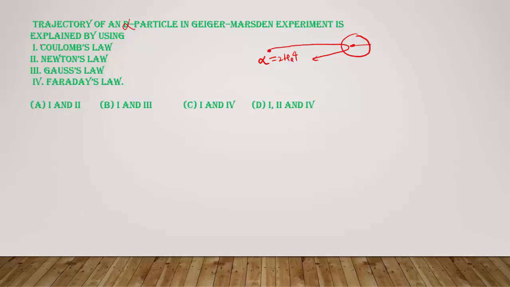That's why it is explained by using Coulomb's law and Newton's law. F equal to ma, force is equal to mass into acceleration. Every body continues to be in a state of rest or in motion unless it is acted upon by an external force. This is also right. But here the trajectory of an alpha particle in the Geiger and Marsden experiment is explained by using Gauss law? No. Faraday's laws? No. Here statement 1 and statement 2 are the right answer. Here option A, 1 and 2.